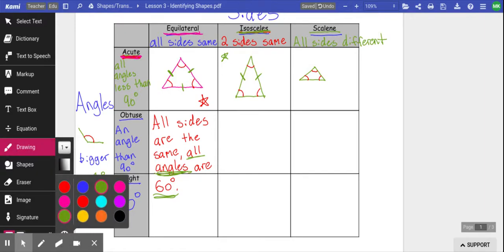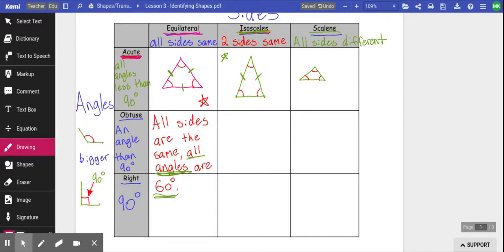Slide over. We're going to do an isosceles obtuse. Isosceles means two sides are the same. Obtuse means I have an angle greater than 90. So if I try to draw this, I'm going to draw it like this.